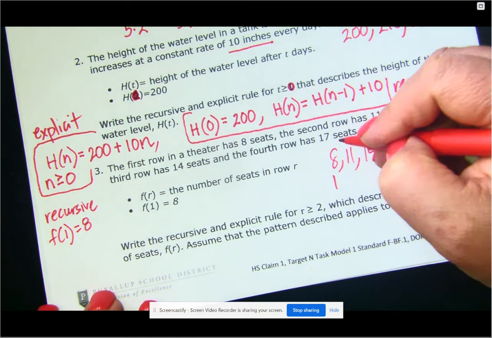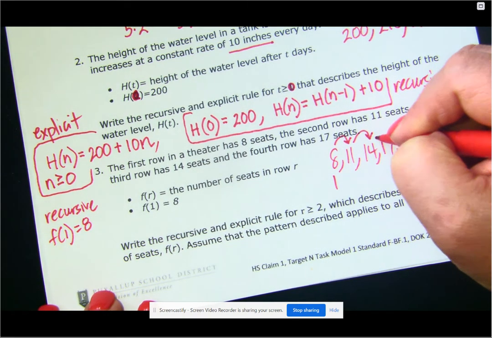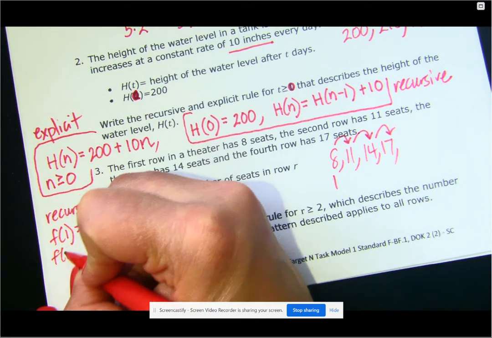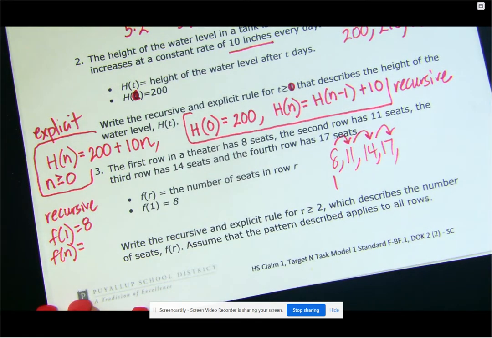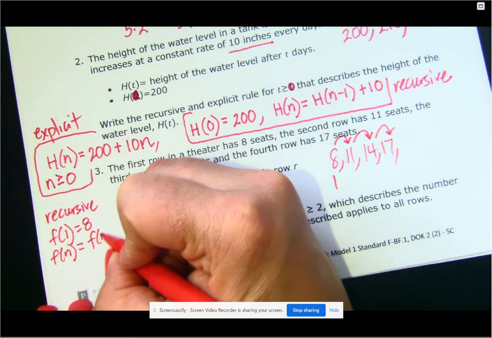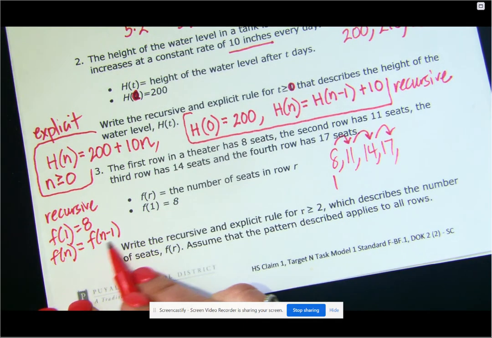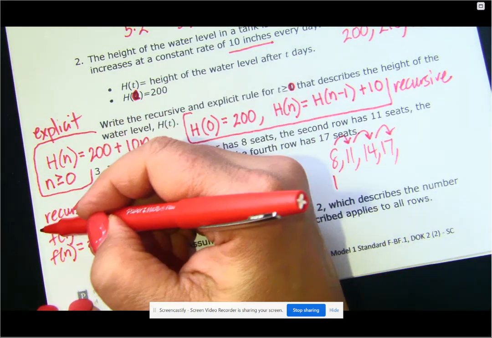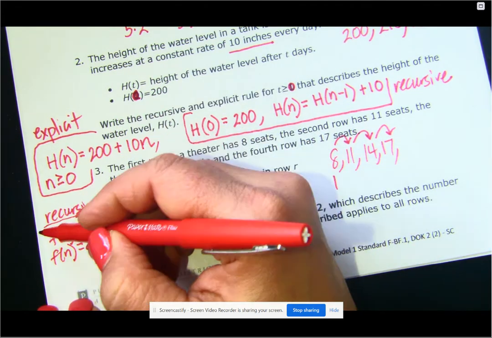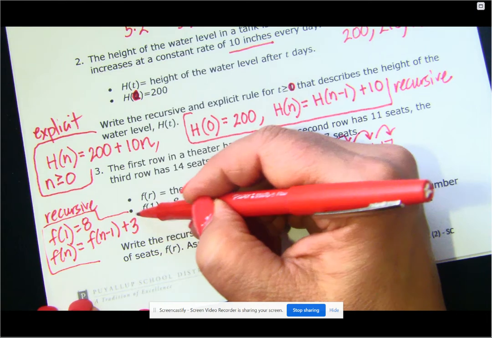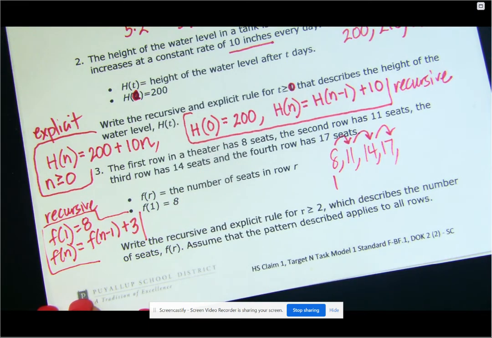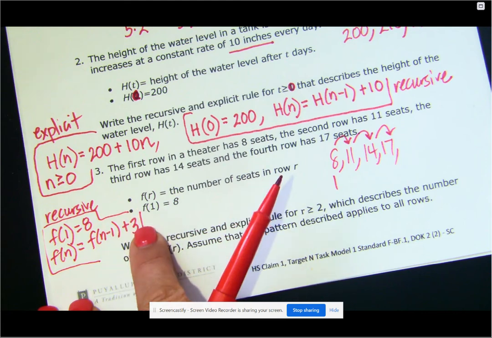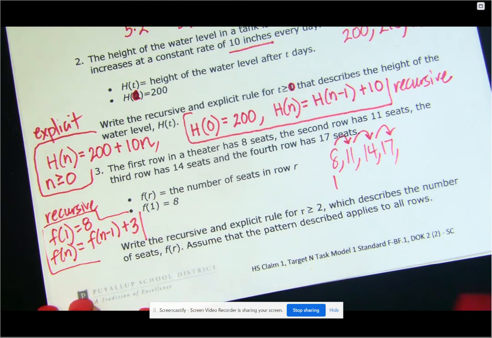And then what am I doing as the number of rows increase? I'm adding 3 every time. So I say to get a term, you take the term before it, that's how you say previous term, and you add 3. There's my recursive rule. 2 parts. All that says is take 3 to the one before it. Okay, now let's write the explicit rule.